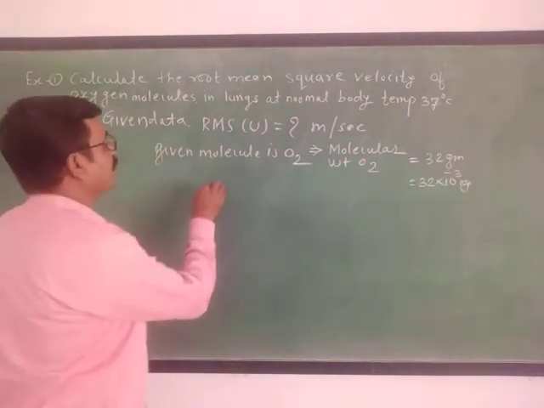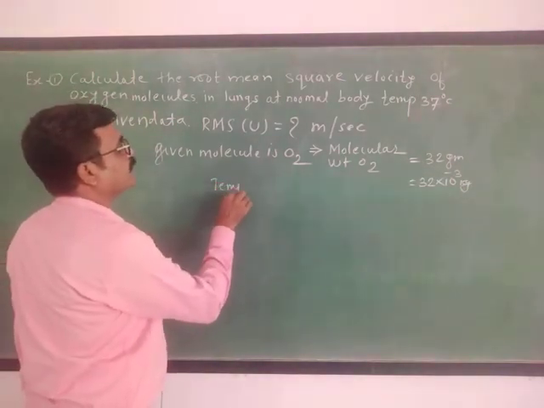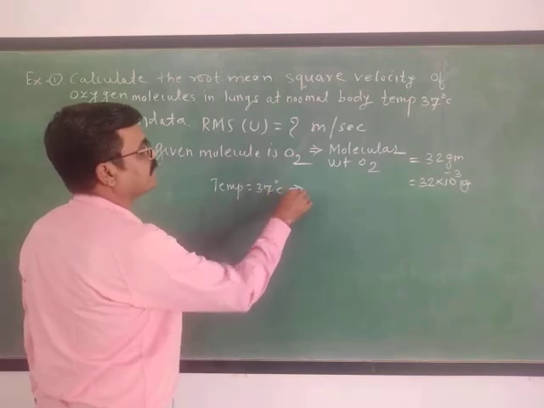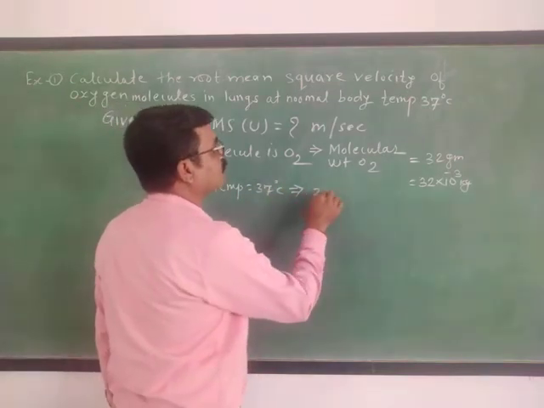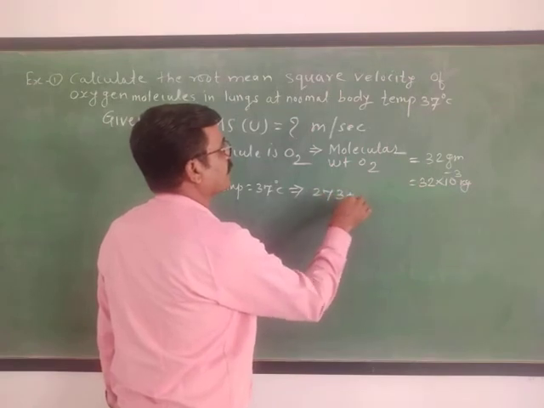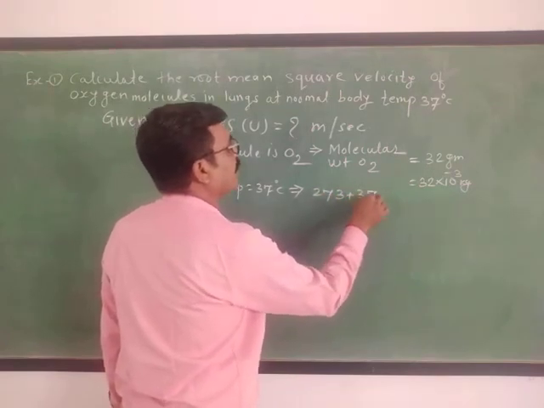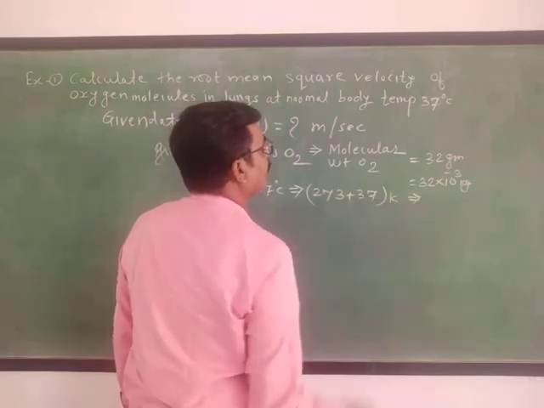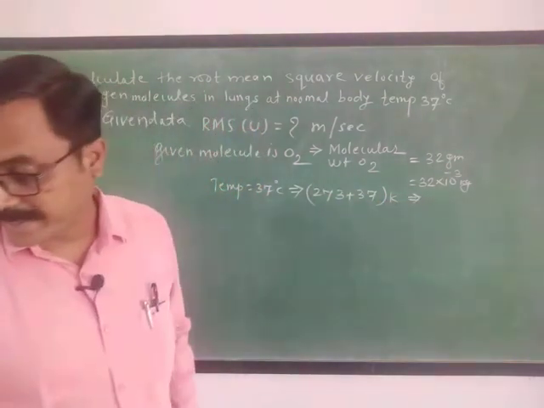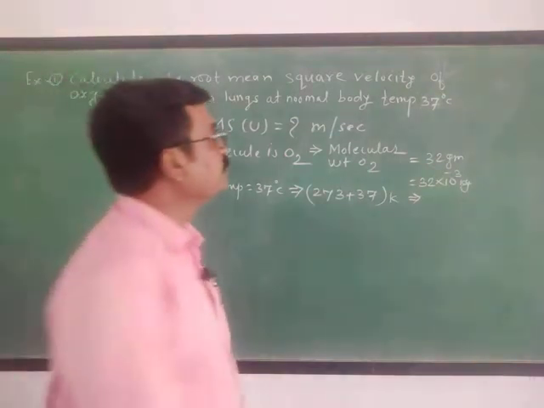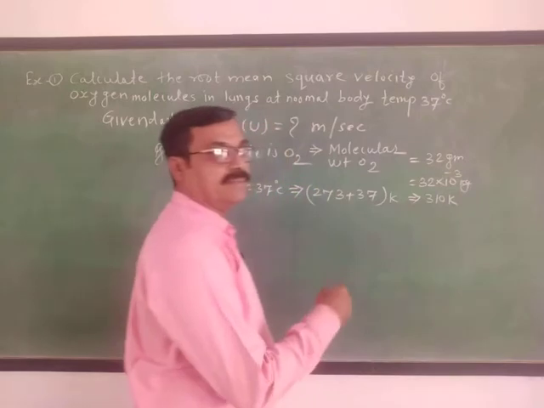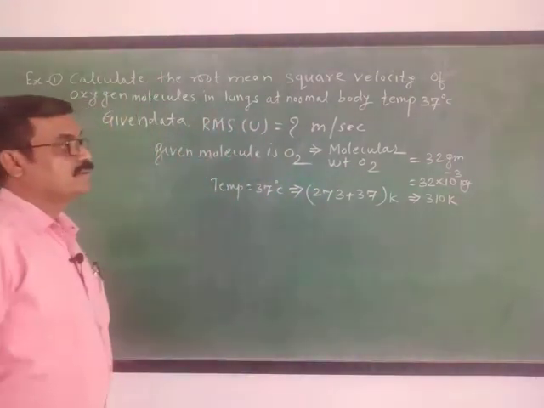Now the temperature of the body is 37 degrees Celsius. Convert this degree Celsius into the SI system by adding 273. It will be in Kelvin, and it will be 310 Kelvin. Now all are in the SI system.